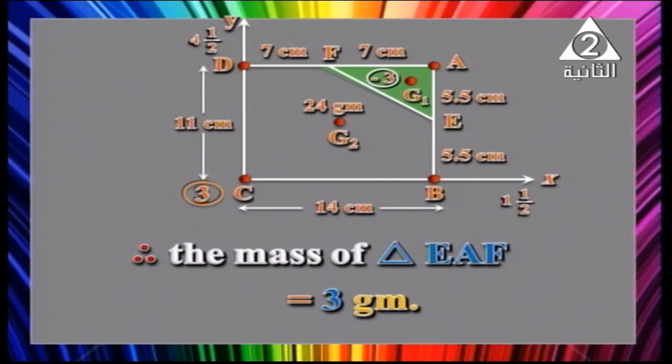My dear student, in this example, we do not have the mass of the triangle which was cut off, so we deduce the mass of the triangle by using cross multiplication. Let us follow the solution. The mass of triangle EAF equals 3 grams.